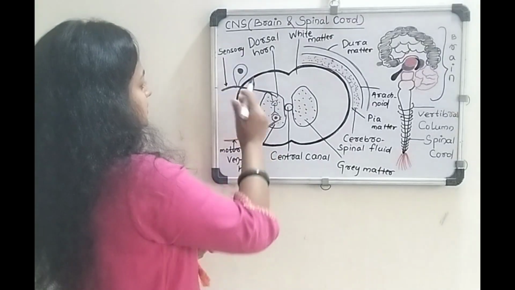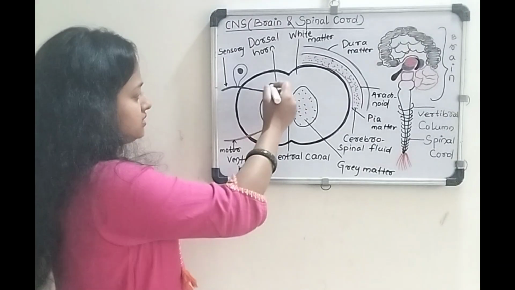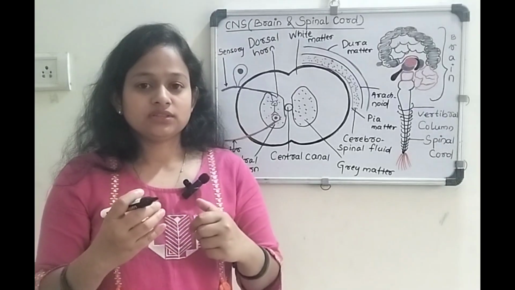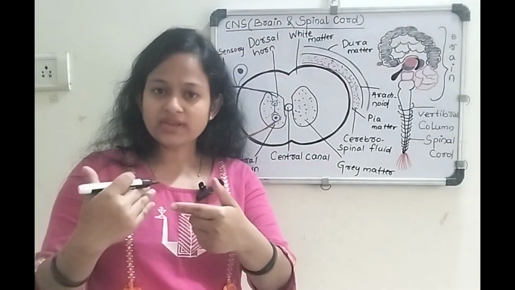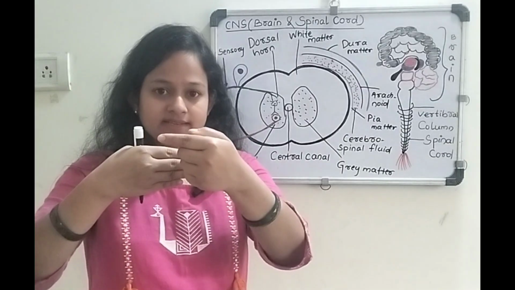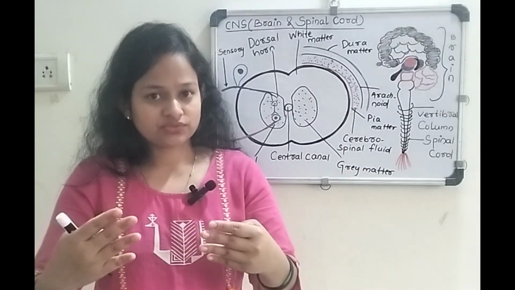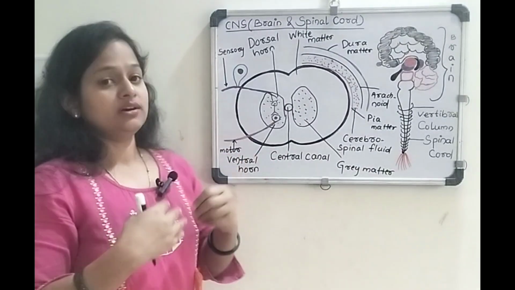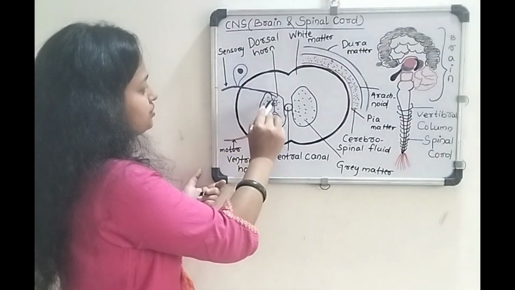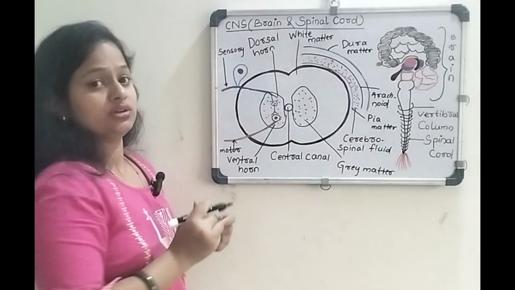So this is the dorsal horn of the butterfly-like structure in the spinal cord, and this is the ventral horn. The dorsal horn means the backside, so the backside of the spinal cord is the dorsal horn, and the front side, facing towards the front, is the ventral horn. And you can see here the dorsal horn is connected with the sensory nerves, and the ventral horn is connected with the motor nerves.